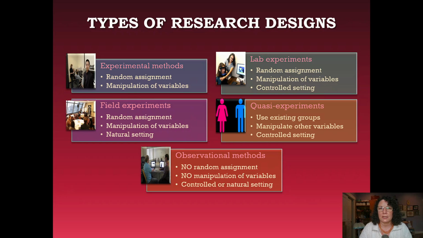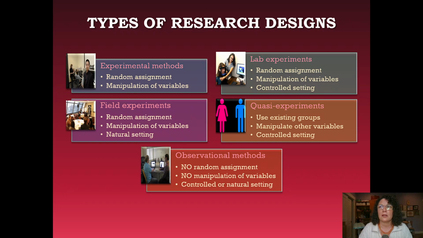IO psychology tends to be comprised of the bottom three types of research. Typically, it's field experiments, quasi experiments, and observational methods. Those are the more common ways of doing research in IO psychology. Hardly ever lab experiments. When it is lab experiments, it's a lot of times not employees, it's students who are sort of standing in as employees. So yeah, because it's kind of hard to get employees into the actual lab.